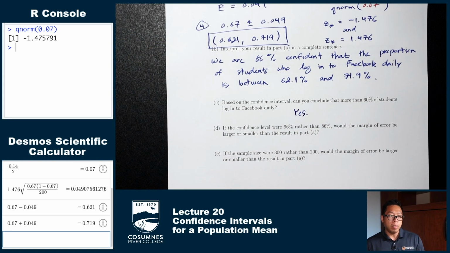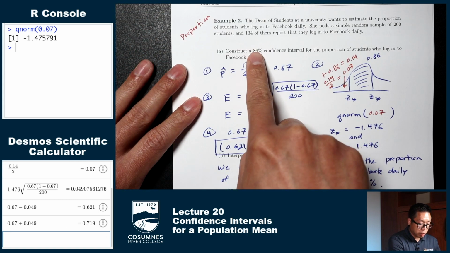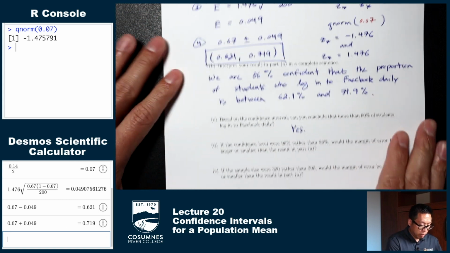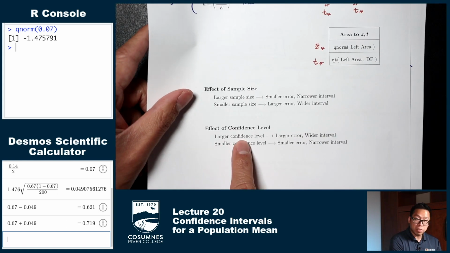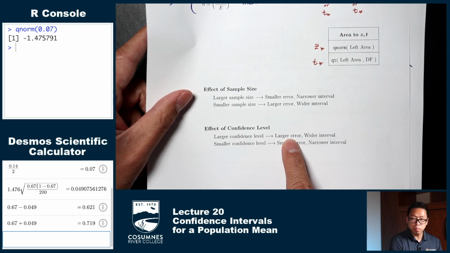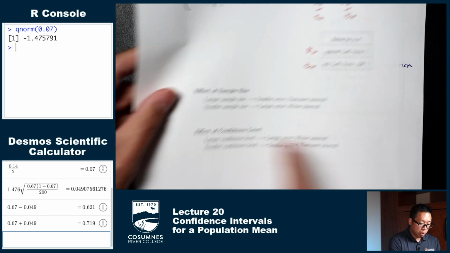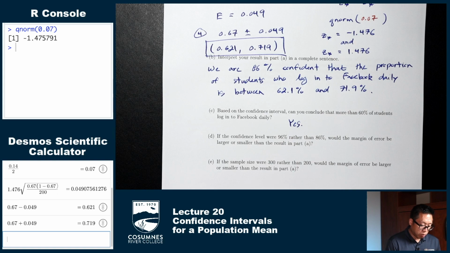Part D. If the confidence level were 96% rather than 86%, would the margin of error be larger or smaller? Okay. Originally, we used the 86% confidence. If we used the 96%, that would represent a higher level of confidence or a larger confidence level. What happens? Larger confidence, larger error, or wider interval. So larger confidence would result in a margin of error that is larger.